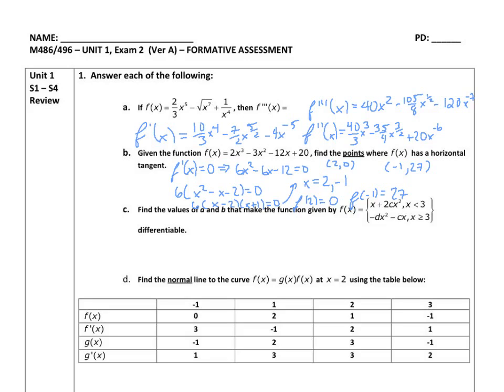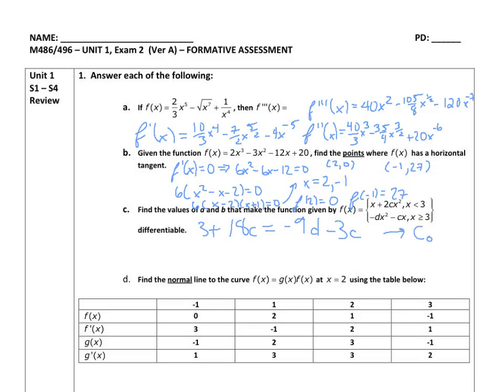Part C, values of a and b that make the function both continuous and differentiable. Okay? I know that in order for the function to be continuous, I need the limit from the left at 3, which is going to be 3 plus 18c, to be equal to the limit from the right, which in this case at 3 is going to be negative 9d minus 3c. And then if I combine some like terms here, well actually I'll hold off on that. The second piece is I need it to be differentiable. So I got this from the continuous part. Now I need the differentiable part.